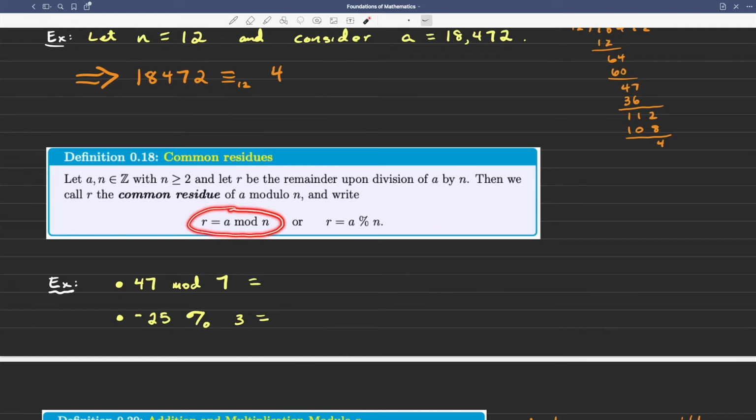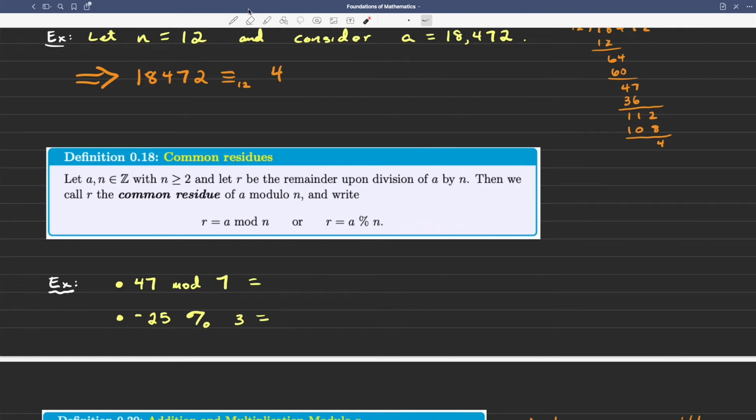We're going to call the remainder when you divide a by n, a mod n, like that. Or sometimes we call it a percent n. This is really common in computer science, like in computer programming languages. This is usually just built in as something that the compiler can calculate. If you do a percent n, it just gives you the remainder when you divide a by n.